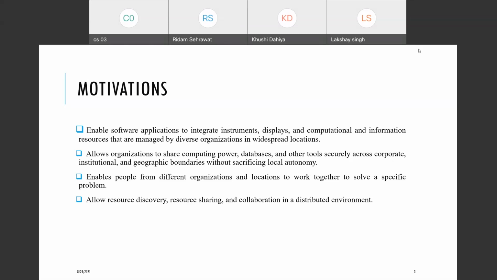Beta, the motivation point is clear to everyone? See the slide and tell me if you have any doubt or problem. Yes, ma'am, clear. Okay, fine.